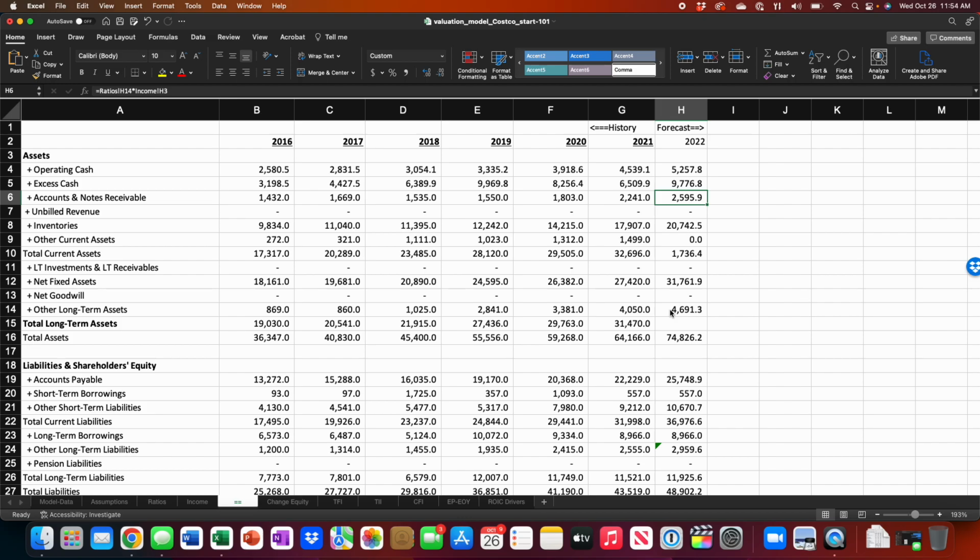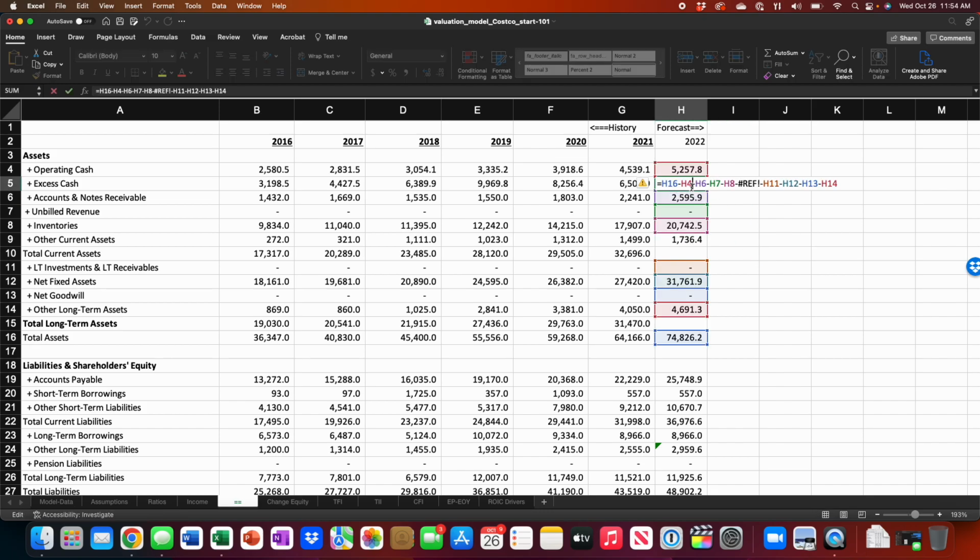Notice no circular reference. Right? I think I made the mistake and I put in this 1736 one row too low. So this ratios 817 times income H3 should actually be in cell H9. Move it up one. It didn't like that I did that. Minus H9.